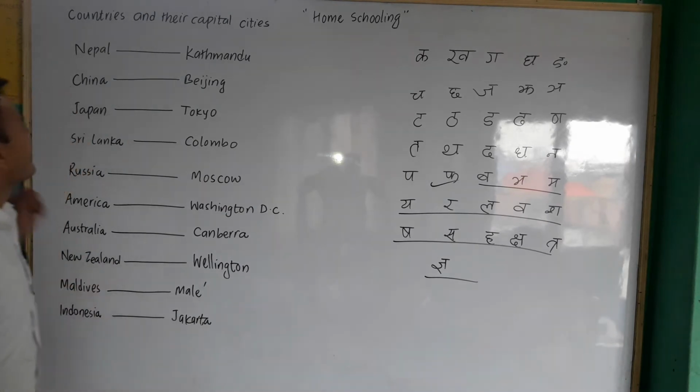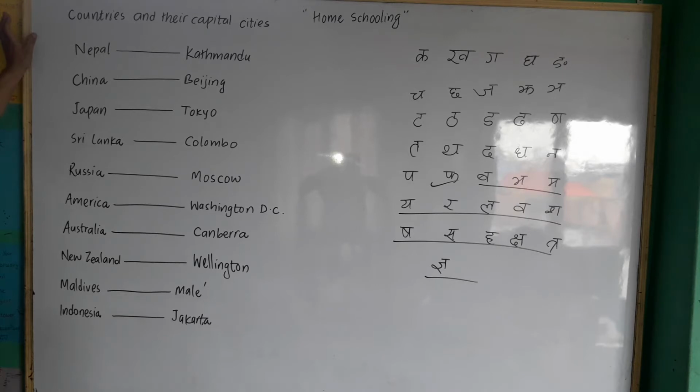Well, in today's homeschooling class, we're going to talk about some of the countries and their capital cities. This is targeted especially to grade one, Mona Lisa. Mona Lisa, are you ready to learn something? Yes? That's good.